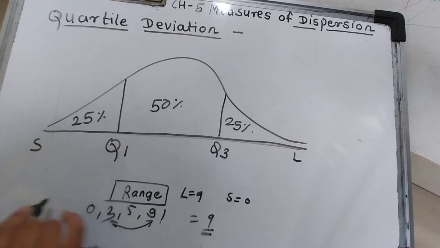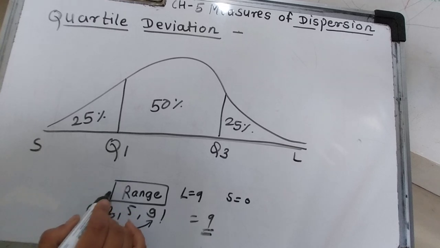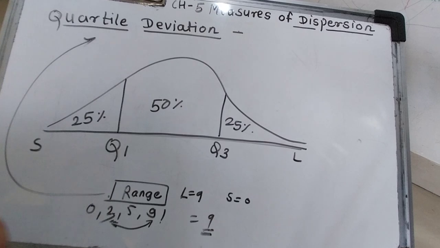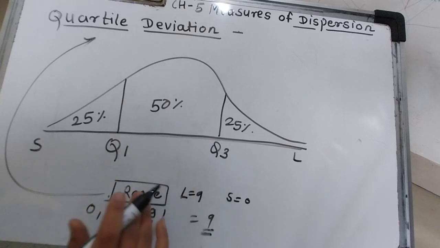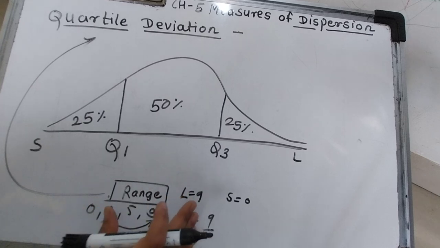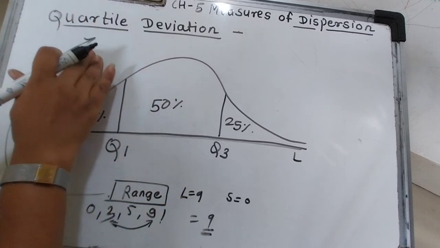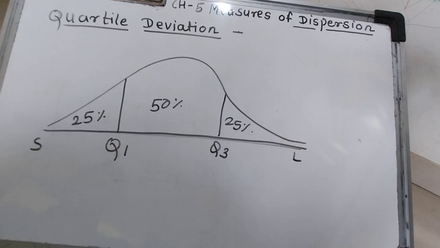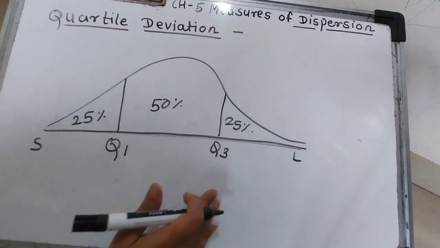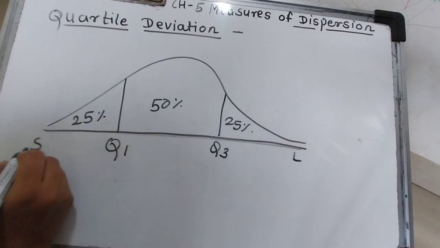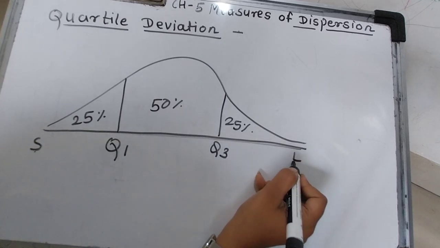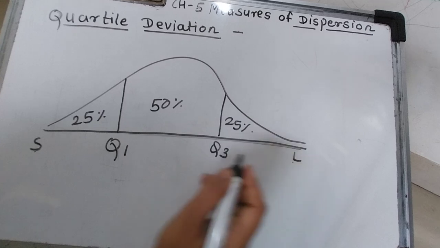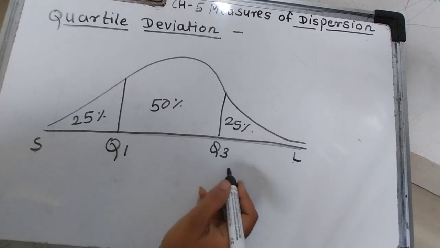To overcome this drawback, they introduced the quartile deviation. In order to overcome this drawback, the range of the middle 50% of items is computed. See this diagram. This is the total observation. The small value is here, the large value is here. All of you know what S and L are. I put Q1 here and Q3 here.